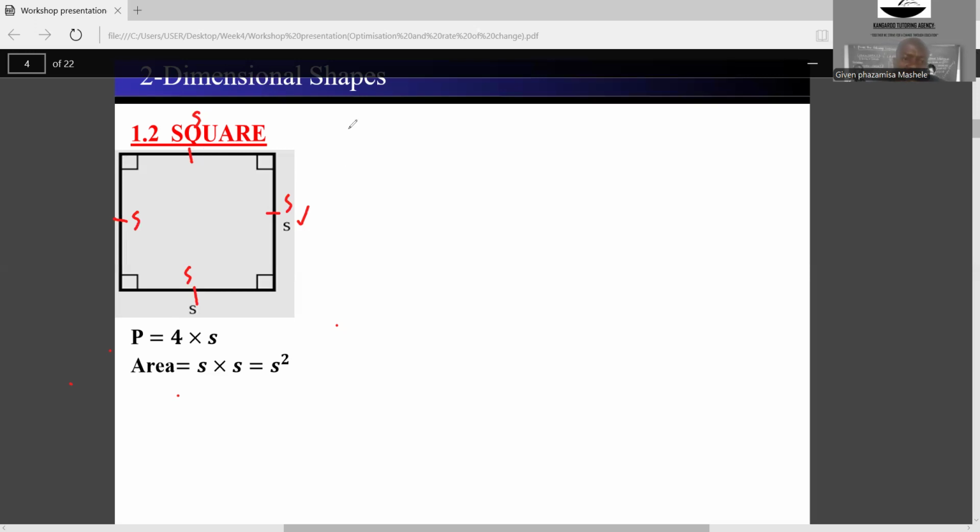So it will be side plus side plus side plus side, which is the same as 4 multiplied by side, which is just 4s. Then how do we calculate the area? The area, remember I said with a four-sided figure, you take one side and you multiply by the other side. So it's just side multiplied by side, which is the same as side squared in terms of exponents. So this is the formula for calculating the perimeter and the area of a square.